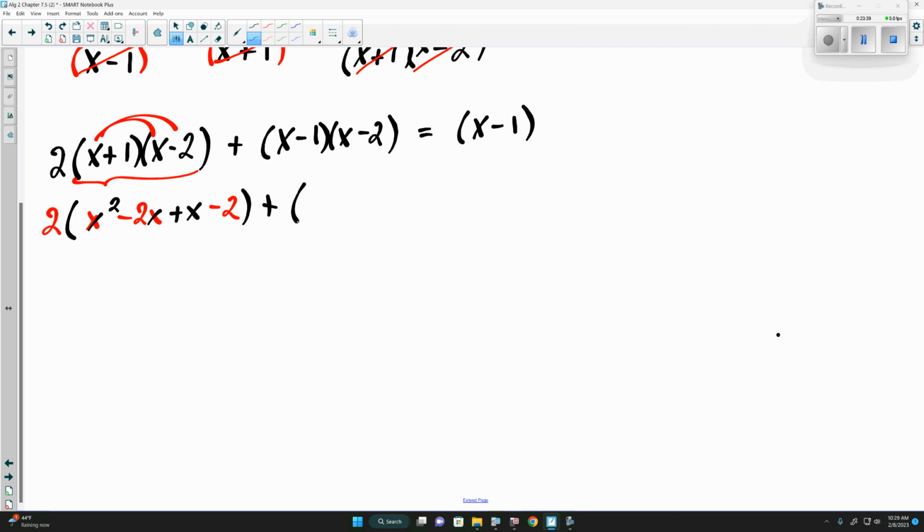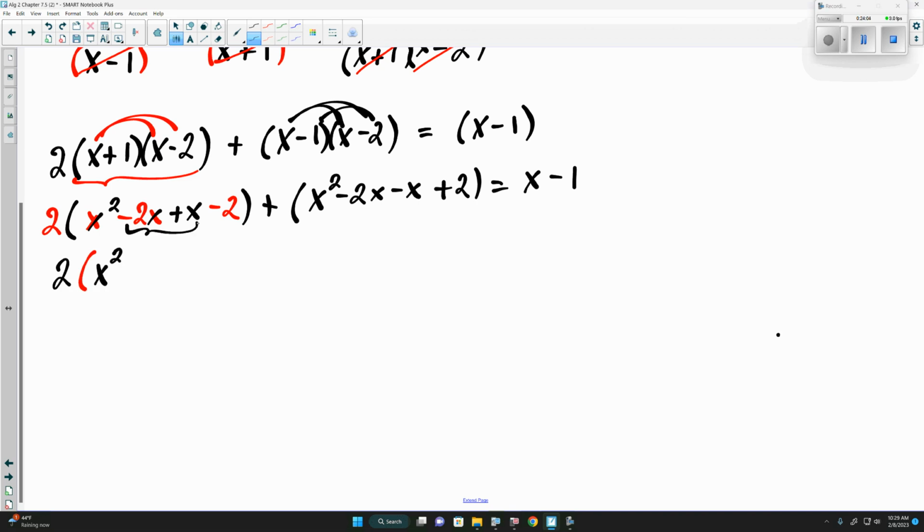We can distribute the middle. X times x is x squared. X times negative 2 is negative 2x. Negative 1 times x is negative x, and negative 1 times negative 2 is plus 2, is equal to x minus 1. Now at this point here, we can simplify or combine like terms, especially inside the parentheses, because negative 2x plus x is negative x.